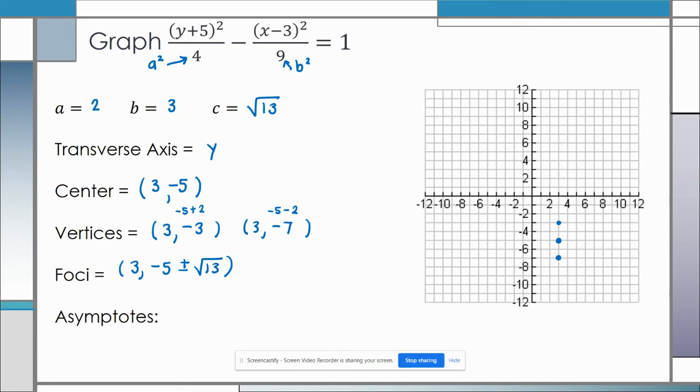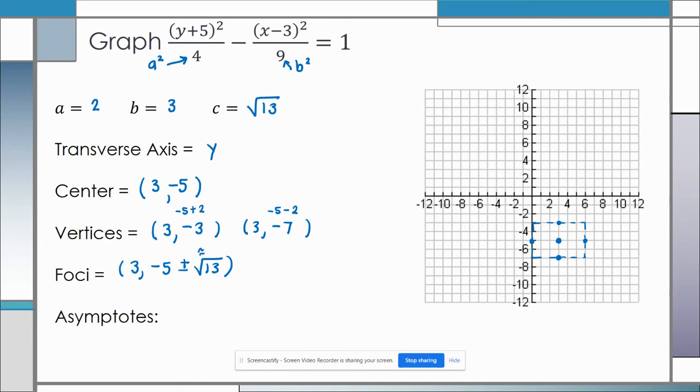To help me finish my box, remember from the center, look at your b value. I'm going to add 3 to move over to the right, and from the center, subtract 3 to move over to the left, and then that forms the box. So we have a pretty small box this time. Remember, the foci are going to be outside of the box.